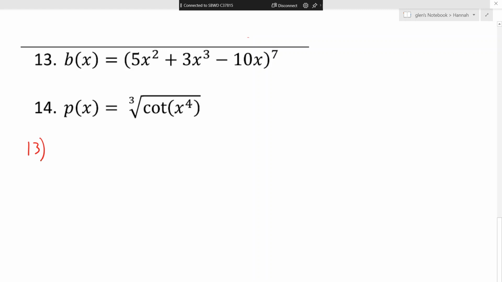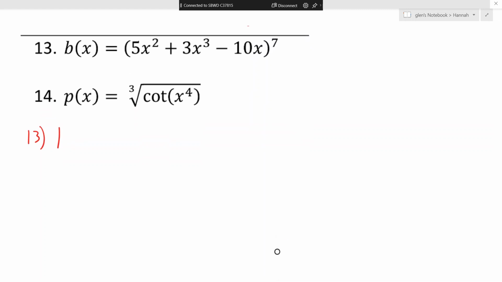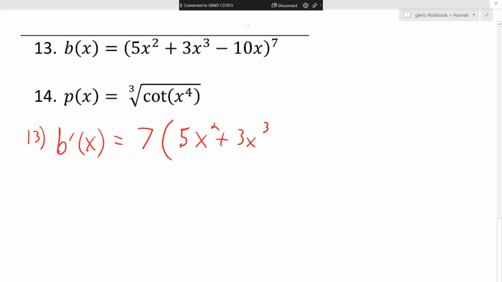13 is just one thing raised to a big power. So the derivative here is power rule. Okay? Anything to the 7th power, you don't have to derive 7th power. You multiply down the 7, take 1 away from the 7, make it a 6. So b prime of x is 7 times 5x squared, 3x cubed, minus 10x to the 6th. Do you see how I didn't derive the inside thing? I just derived one rule, the 7th power.